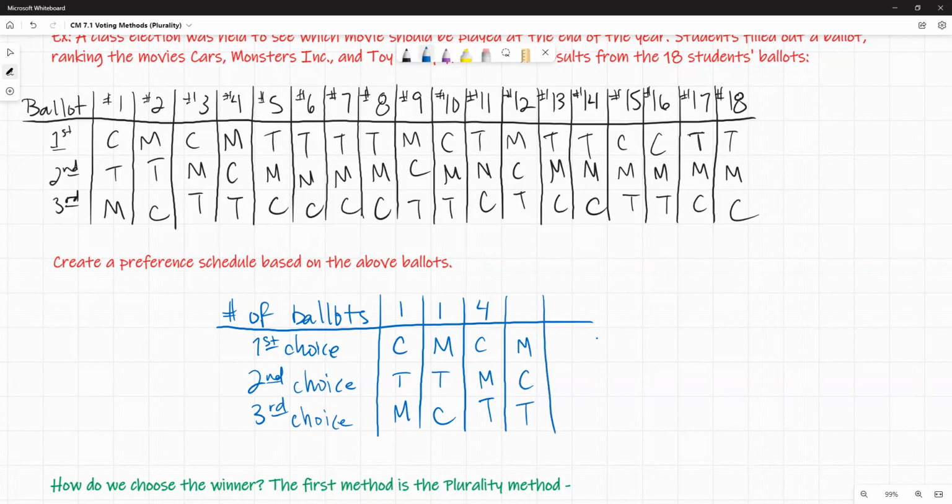Okay, let's count how many times. Oh, that was kind of a crooked line. There we go, a little better. Let's count how many times that one happens. So 1, 2, 3. Looks like just 3 times.